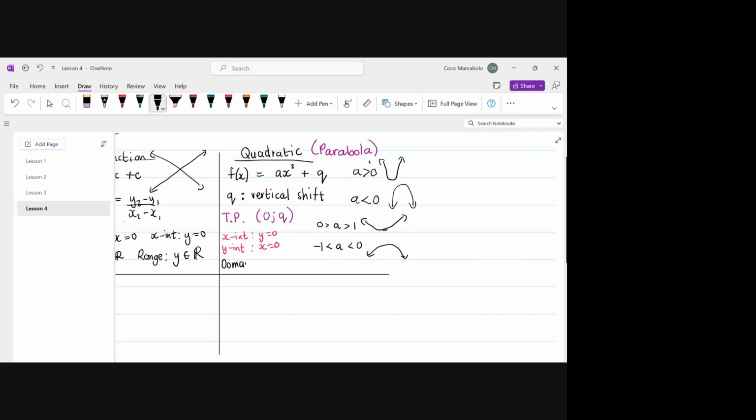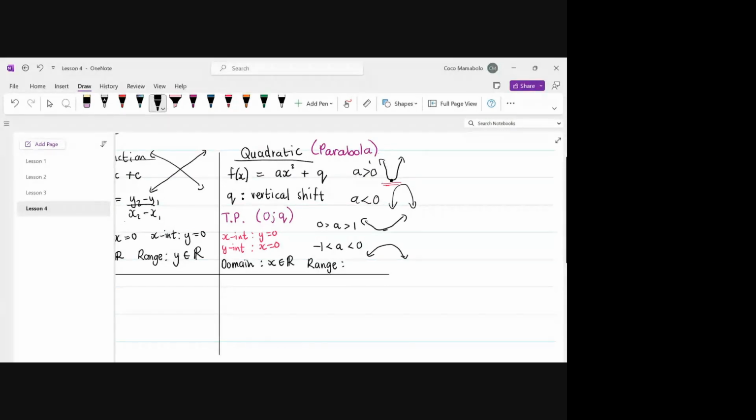The domain for a parabola is always x is an element of all real numbers. Why is this? Because my graph will keep going in the x direction forever. But for my range, however, my graph will never go further down than my turning point.